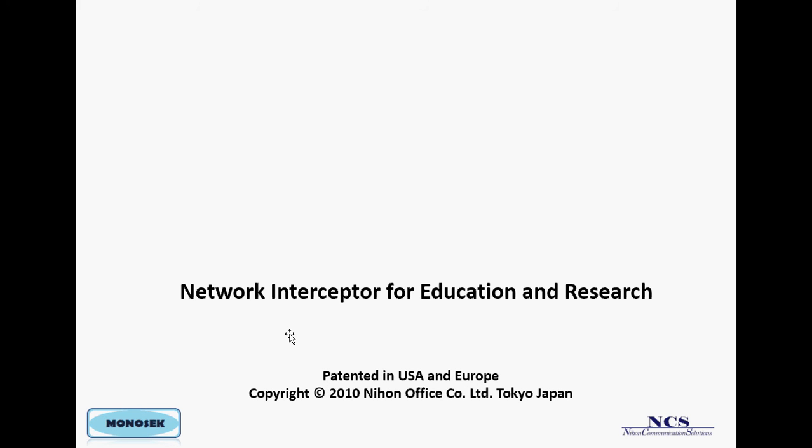Today, I would like to address the capabilities of Monosek, which generally we call as network interceptor. So this is mainly concentrated on education and research fields. This application is mainly useful for analyzing the network traffic and security applications.